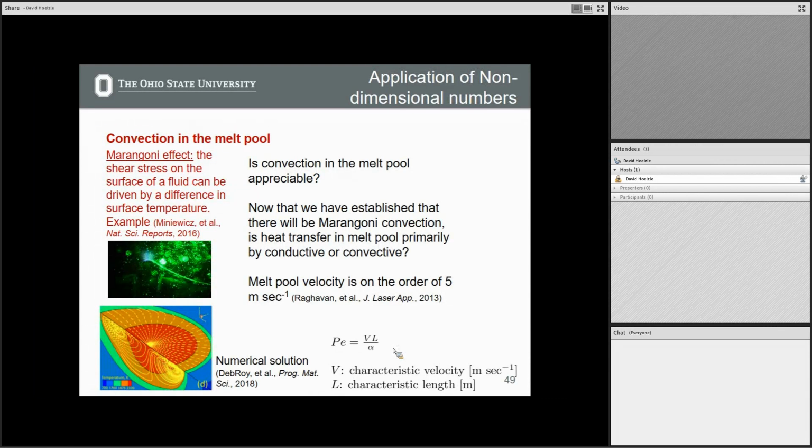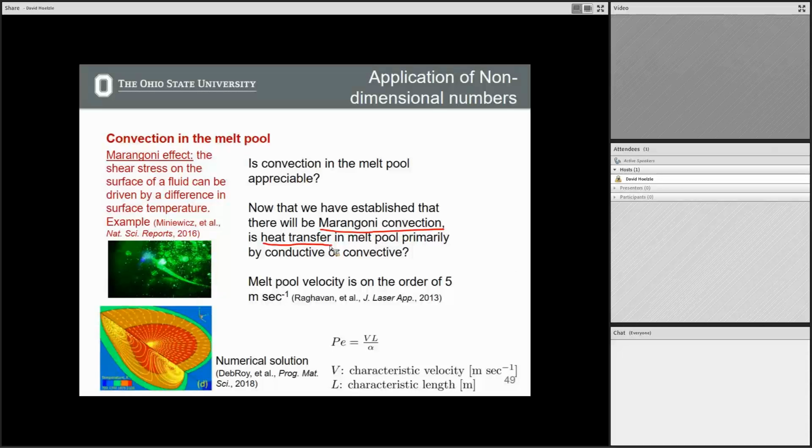Okay. All right, so now that we've established that there will be Marangoni convection, basically material is going to flow. It's going to flow quite readily. The viscosity is going to essentially do nothing to stop it. The surface tension driven shear stress is going to be dominant. The question is then, we know that there's going to be some sort of velocity in the fluid. Is the heat transfer in the melt pool going to be primarily conductive or convective? We still have to answer this question in terms of a heat balance.